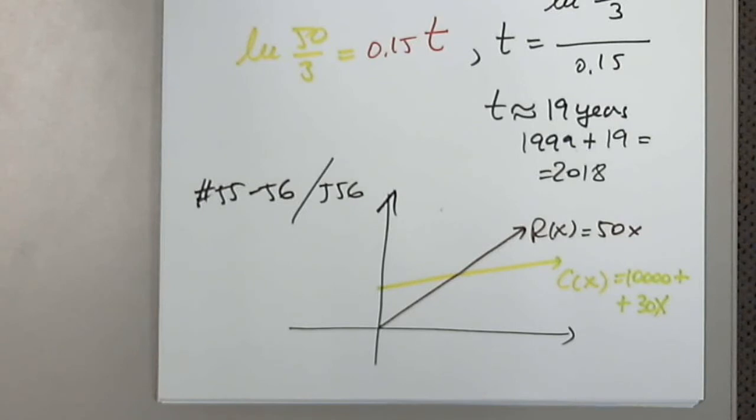Question 55. How many radios? Okay, I'm sorry, I didn't finish reading. The figure shows the graphs of the cost and revenue functions for a company that manufactures and sells small radios. Use the information in the figure to solve exercises 55 through 60. How many radios must be produced and sold for the company to break even?